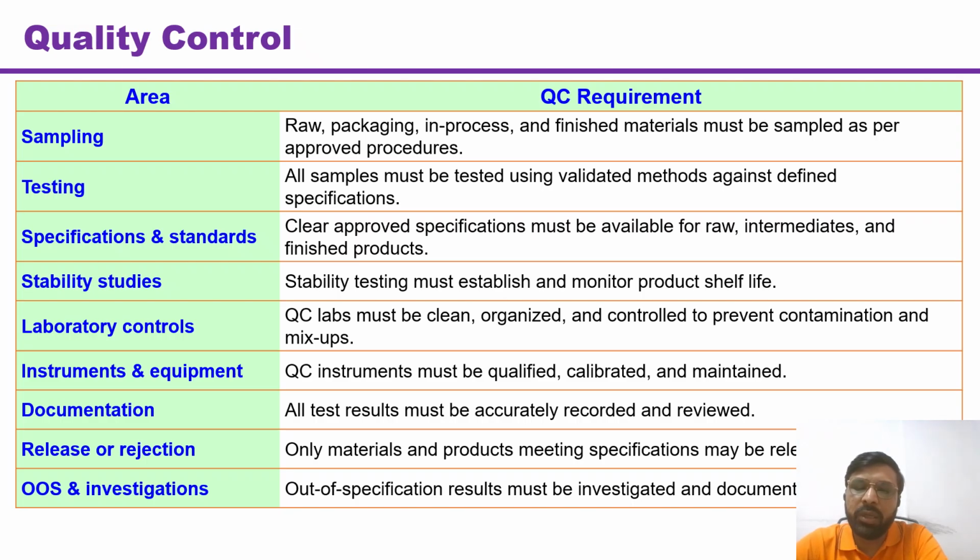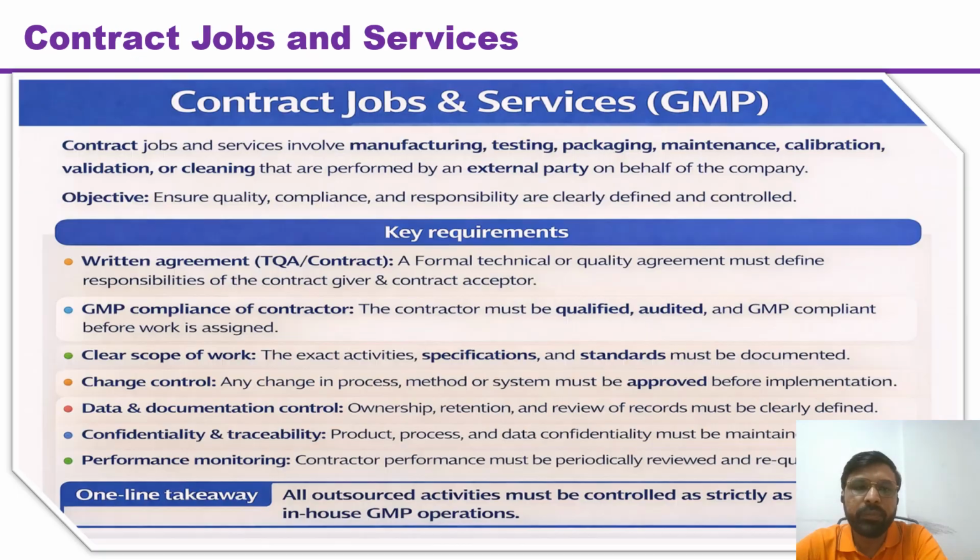Next one is instrument and equipment. QC instrument must be qualified, calibrated and maintained. Documentation: all the test results must be accurately recorded and reviewed. Release or rejection: only material and products meeting the specification should be released. OOS and investigation: whenever an out of specification is reported, it should be investigated and documented so that we can avoid the reoccurrence of OOS.